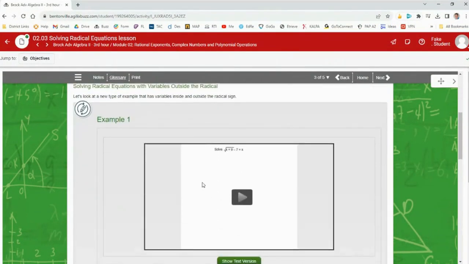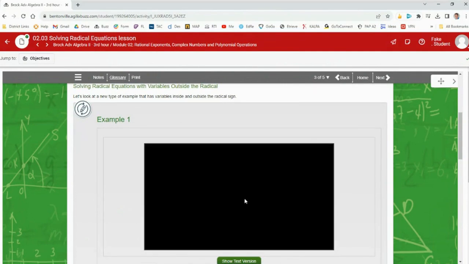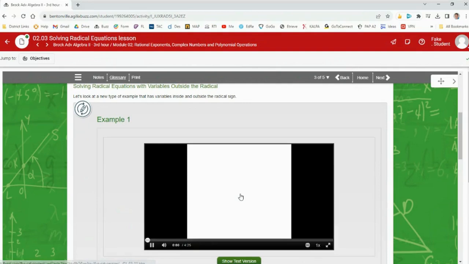Okay, they give you a video for this one, so I don't have to work that because you can watch this whenever you need to review it. It's 4 minutes, 25 seconds. A new type of example that has variables inside. I just want to see what the problem is. Okay, this says the square root of x plus 9 minus 7 equals x.